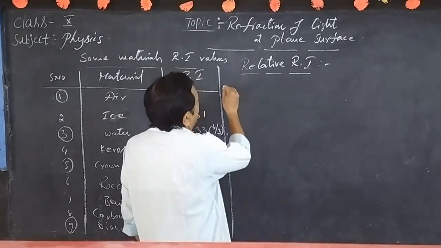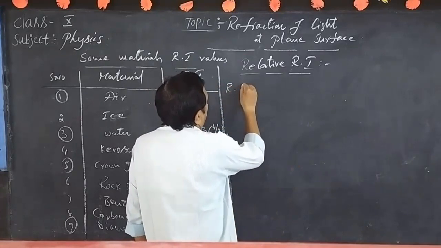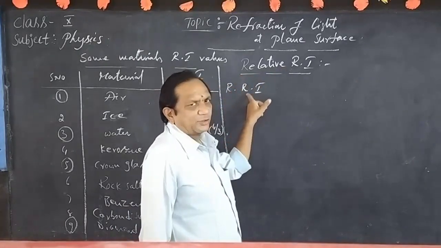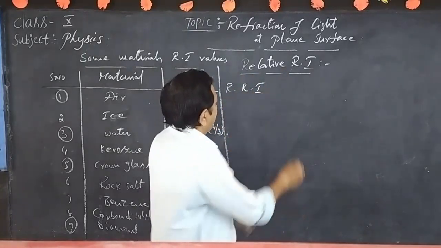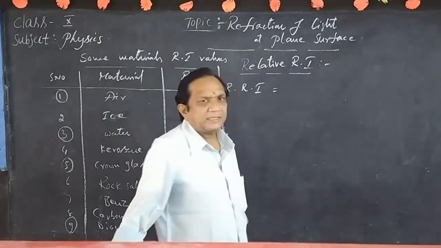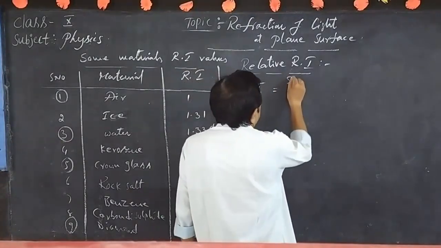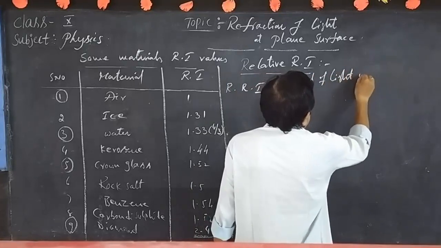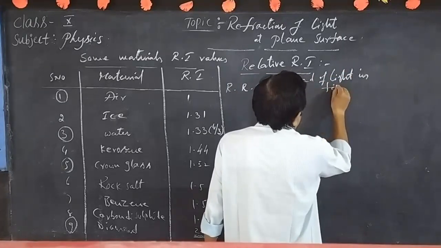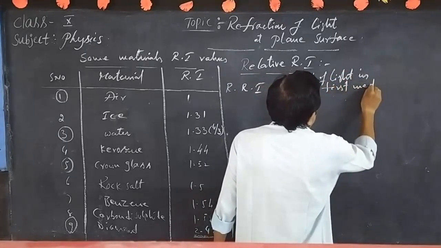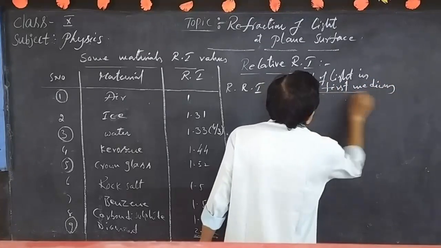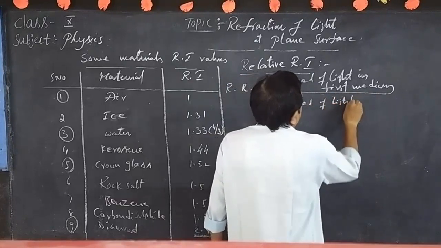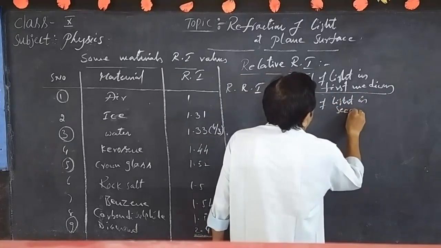Okay. So relative refractive index, where R is relative, another R is refractive, I is index. So relative refractive index or RI is equal to speed of light in first medium divided by speed of light in second medium.